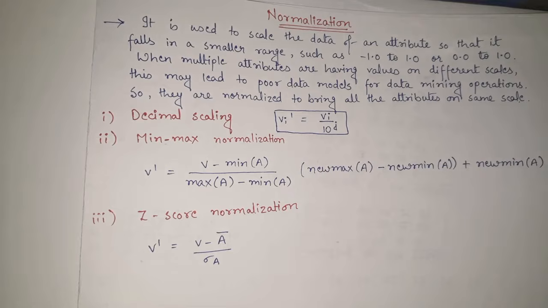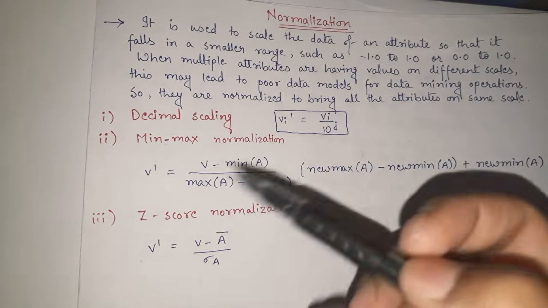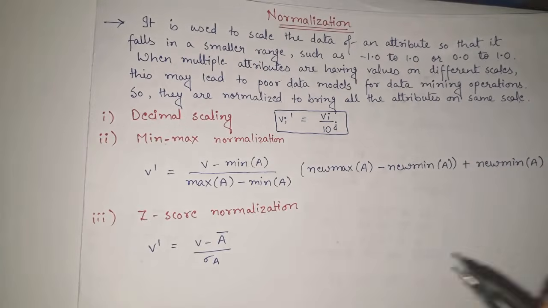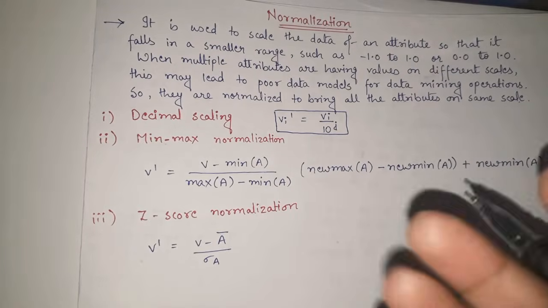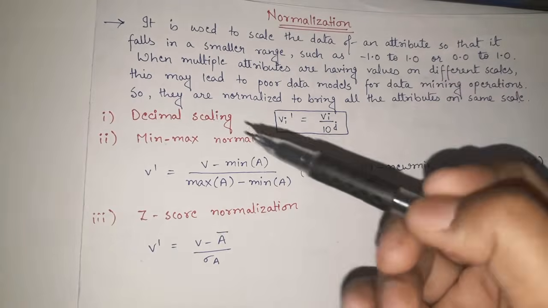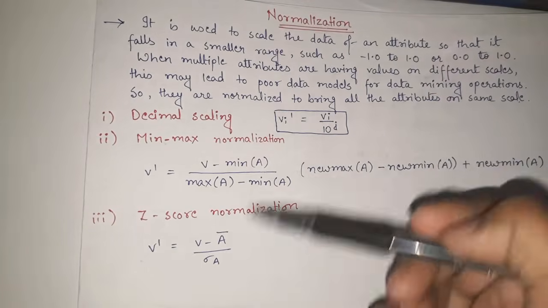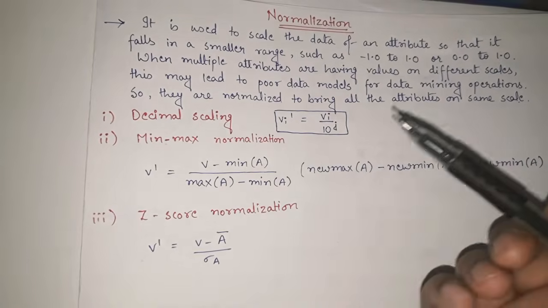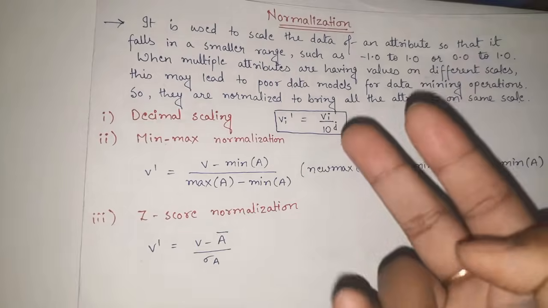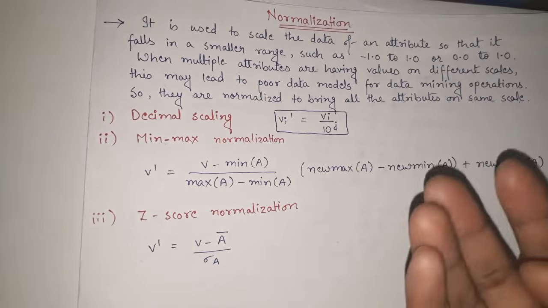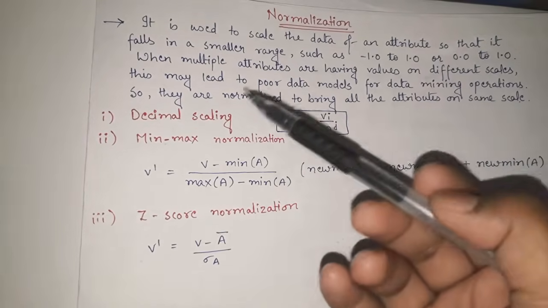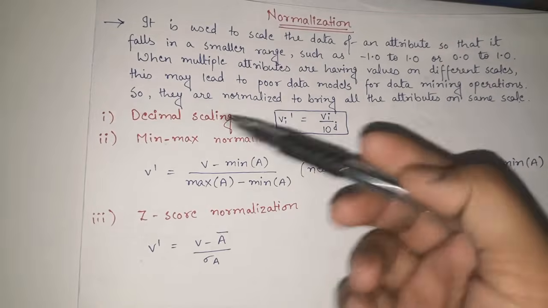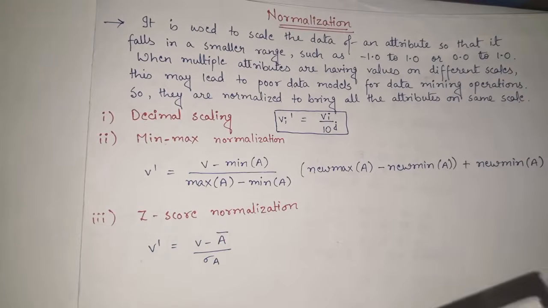So let's get started. In today's video, we are going to see one very important topic, that is normalization. In this video, we will see in detail what normalization is, what the need for normalization is, and we will see in detail these three techniques of normalization, that is decimal scaling, min-max normalization and z-score normalization. We will see their methods and we will see with the help of a whole example how to solve such examples, and whenever any data is given to us, how to normalize the data using all three techniques. Fine. So let's get started.